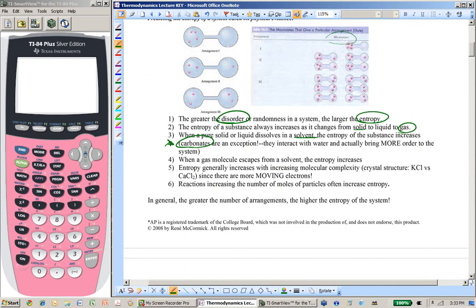So item 4 on my list is that when gas molecules escape from a solvent, the entropy increases. Entropy generally increases with increasing molecular complexity. We talked about that a second ago. The more complex, that means the more atoms, molecules, ions, whatever fits, but ultimately they all started as atoms. So the more atoms you have, the more electrons you have, the more chaos you have, more disorder.